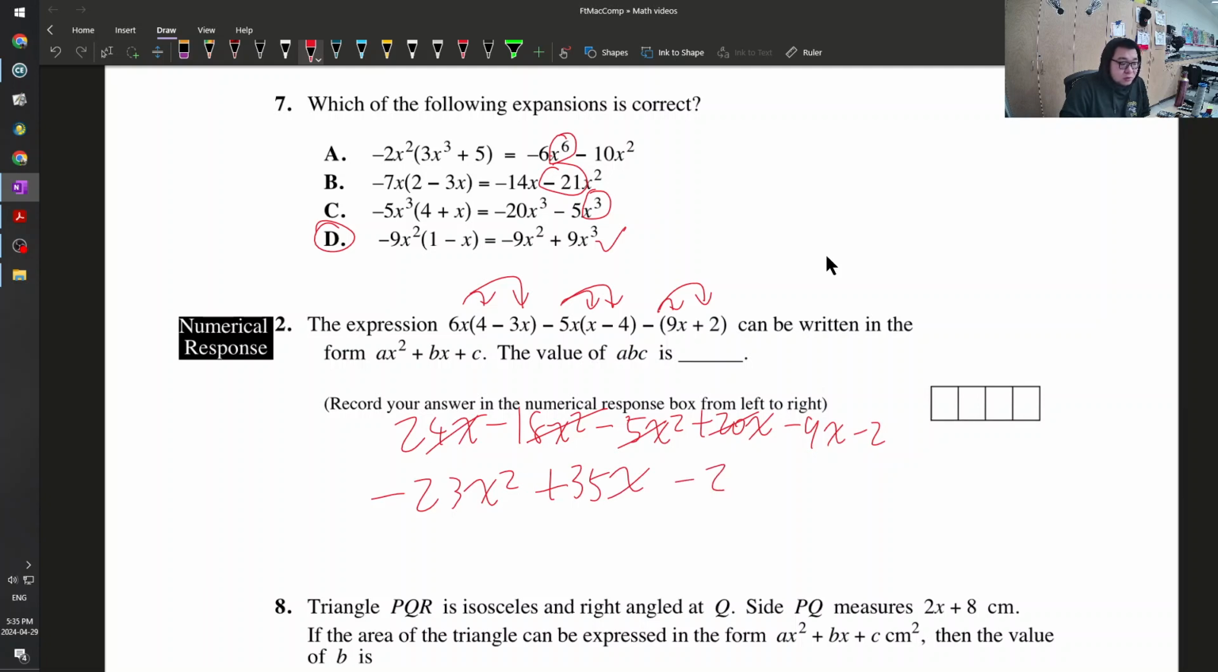Lastly, minus 2. So A is equal to -23, B is equal to 35, C is equal to -2. Multiply them together, make sure you include the signs. $16.10. Write that down, $16.10.